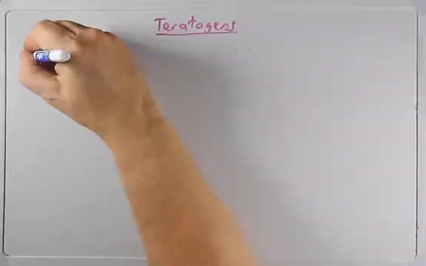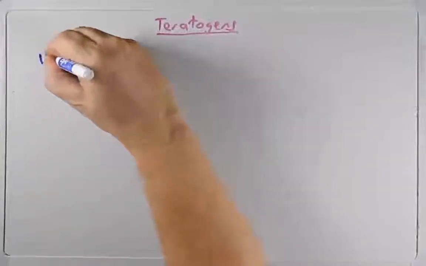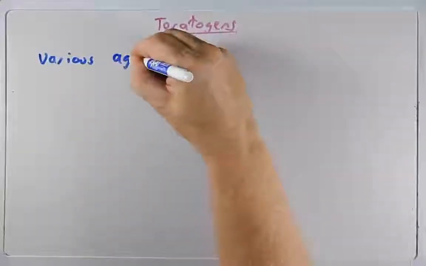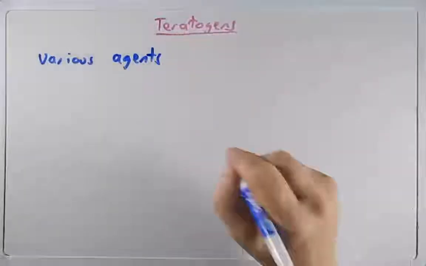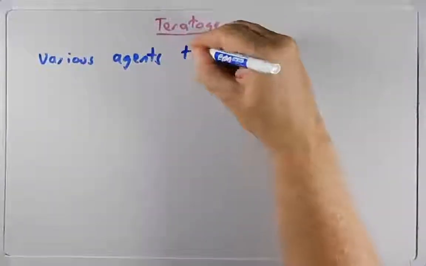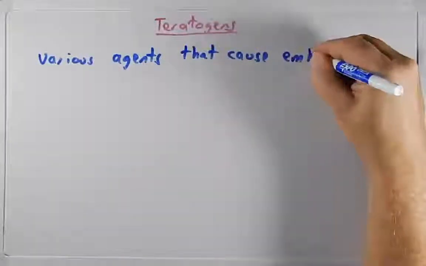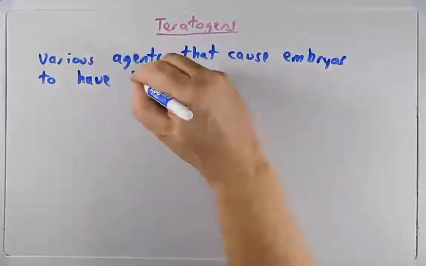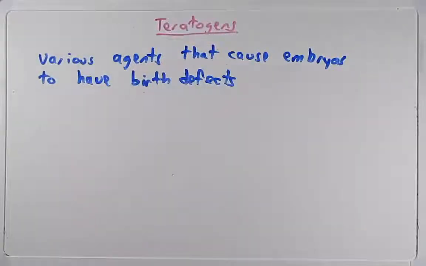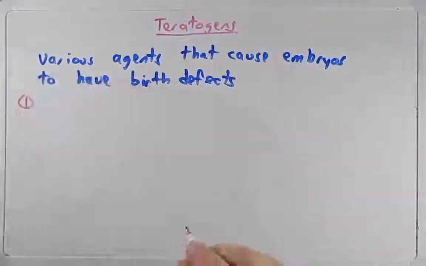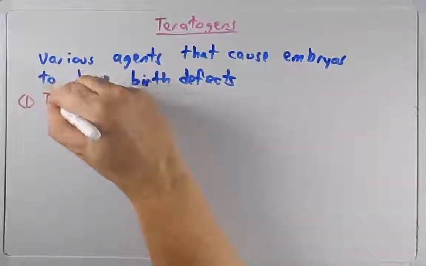And so let's give it a quick definition first. These are various agents. They could be chemicals. In fact, often they are chemicals that cause embryos to have birth defects. And I want to briefly introduce 4 of these to you. The first one is thalidomide.